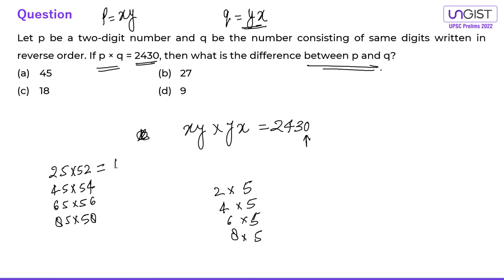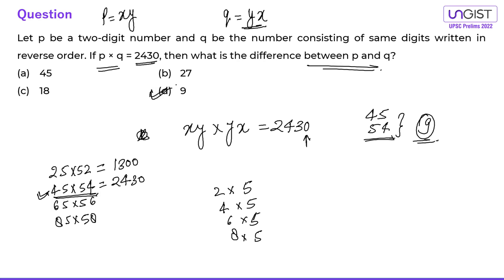So 25 into 52 is 1300. 45 into 54 is, yes, this is 2430. Yeah, this is correct. This matches, right? So 45 into 54, so xy is 45, yx is 54. What they're asking is the difference. Difference is 9, right? The answer is D, the correct choice. That's it. Okay, now let's move to the next question.